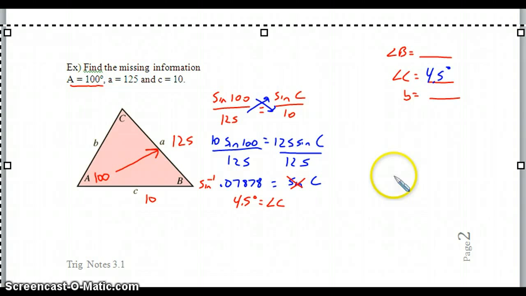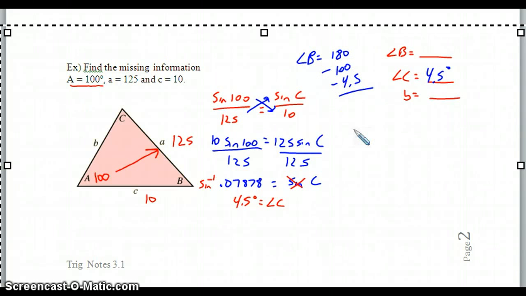Now that you know C, you can find B pretty easily by saying angle B should be equal to 180 minus the 100 that you already know and the 4.5 that you just found. So you're going to get B to be 75.5.